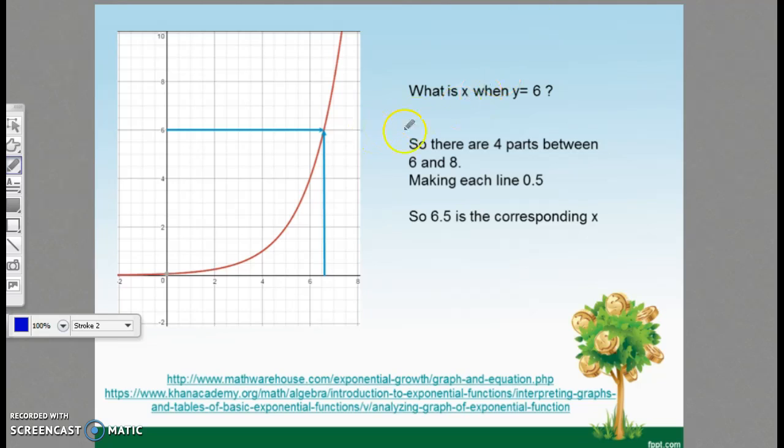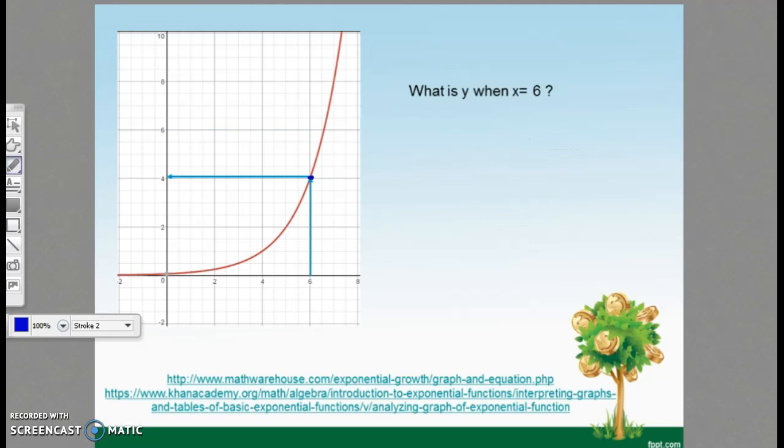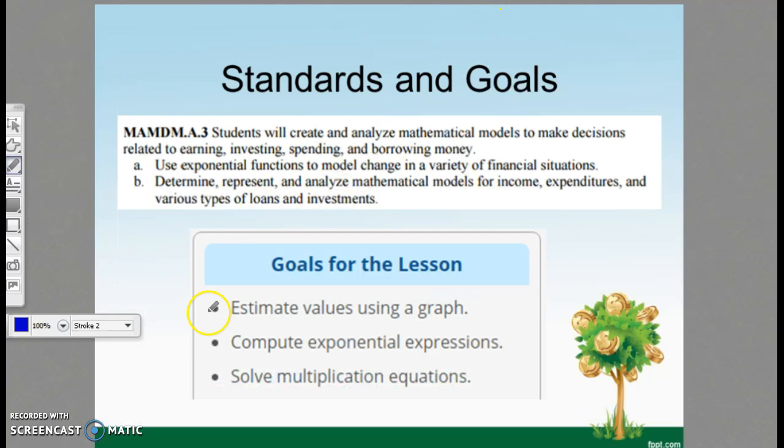And then here is that problem where they've worked it out. So that's it. That's all there is to the first goal for the lesson here. You can estimate values using a graph. If you know x, you can find y. If you know y, you can find x.